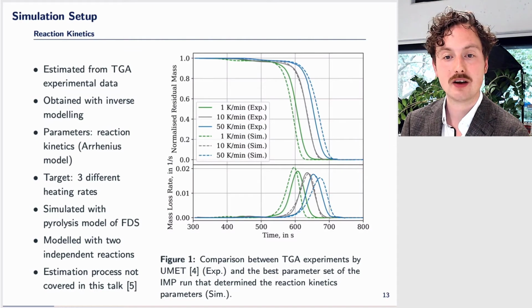Reaction kinetics for this were obtained from TGA data targeting 3 different heating rates in an inverse modeling process. It was simulated with FDS and modeled with 2 independent reactions. Mass and mass loss rate for the best fitting parameters can be seen in the plot on the right side. And we won't cover this process in detail in this presentation.